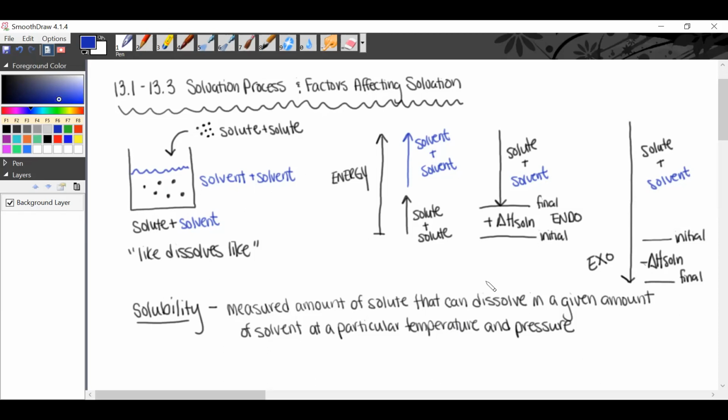Now, something else happens besides a change in heat when a solute dissolves in a solvent. Anytime you make a solution, you increase the entropy of that system. You get an increase in entropy, not enthalpy, entropy. Entropy is a word we have not yet learned. We're going to spend a whole chapter talking about entropy. Entropy is like the messiness or the disorder of a system.